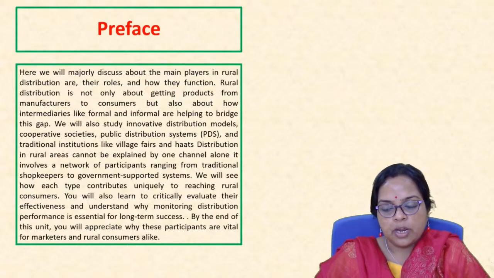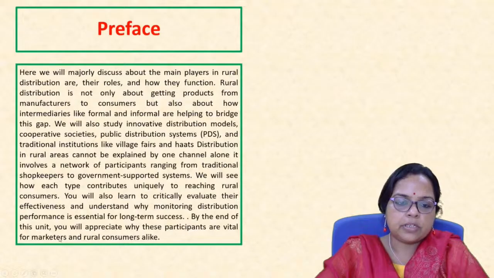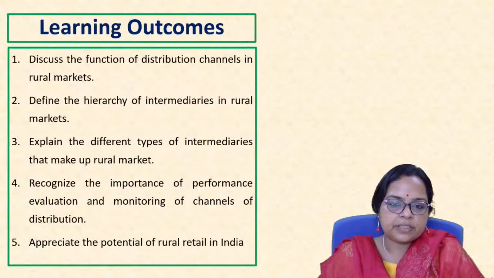Yesterday we understood about the rural distribution channel, and this unit is all about its participants, and these are the major learning outcomes. We will understand the function of the distribution channel in the rural market, and define the hierarchy of intermediaries in the rural market. What are the different types of intermediaries that are available for the rural distribution channel, and we will finally understand the importance of performance evaluation and monitoring of channels of distribution.